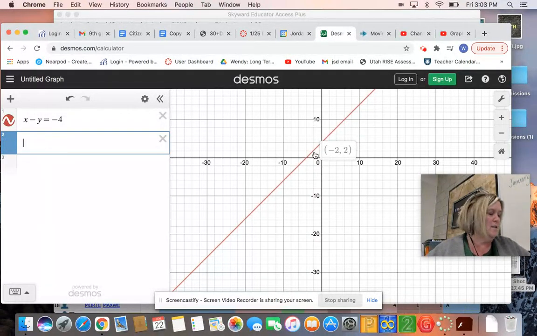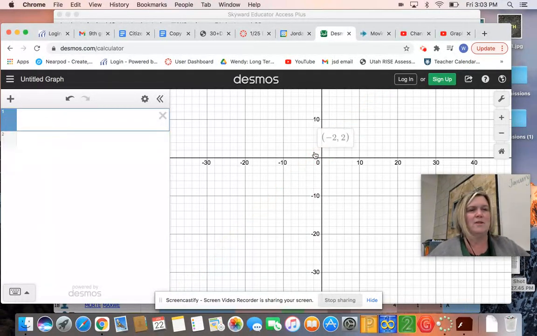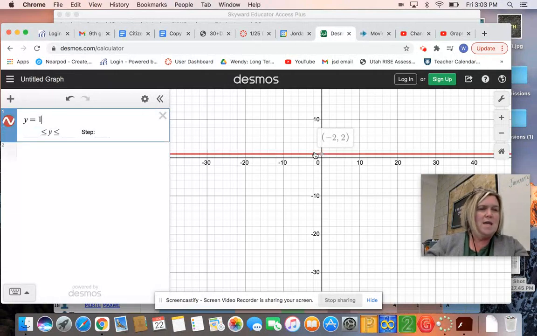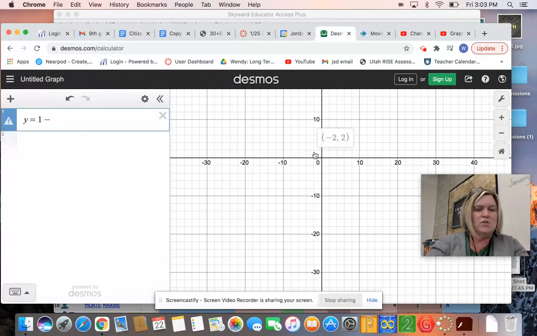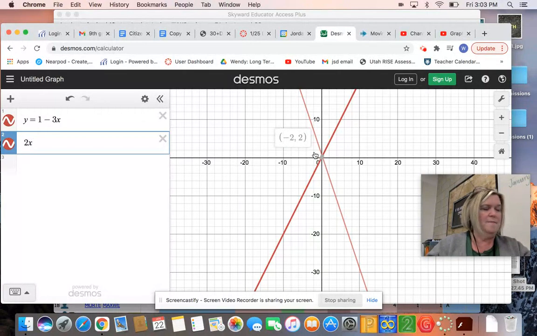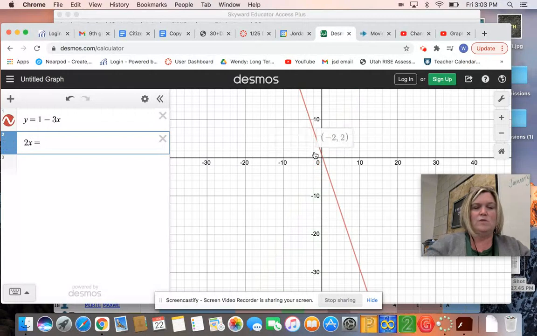Moving on to number 5. Don't you just love Desmos? I do. Okay, so 5 would be y equals 1 minus 3x. And then my next problem is 2x equals 4 plus y. Oh my gosh, I do that every time.